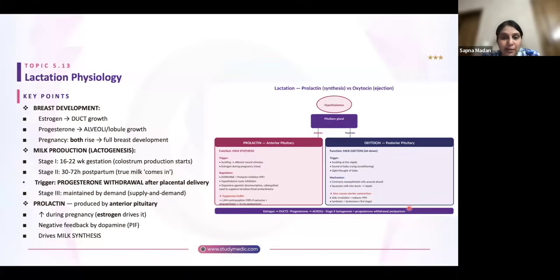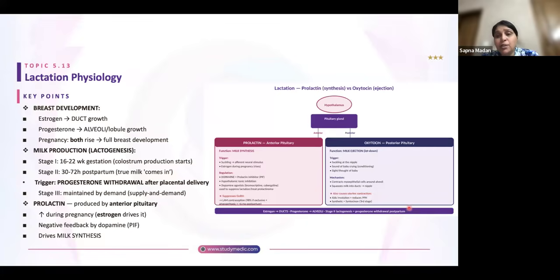Regulation is by dopamine. It is under the inhibitory effect of dopamine. It has hypothalamic tonic inhibition, and dopamine agonists like bromocriptine and cabergoline are used to suppress lactation or treat prolactinomas. Prolactin suppresses GnRH. So if a lady is exclusively breastfeeding, and she is amenorrheic in the first 6 months postpartum, the lactational amenorrhea method of contraception is very effective, around 98% effective.